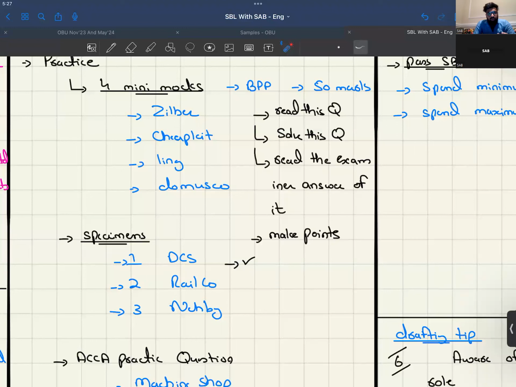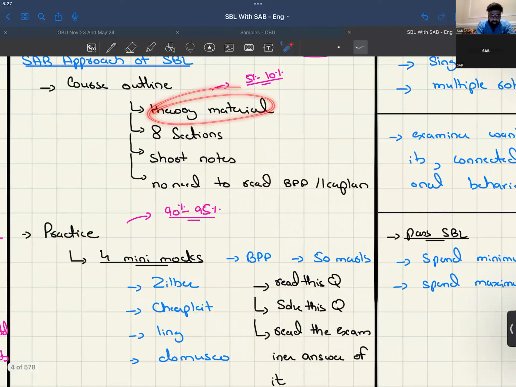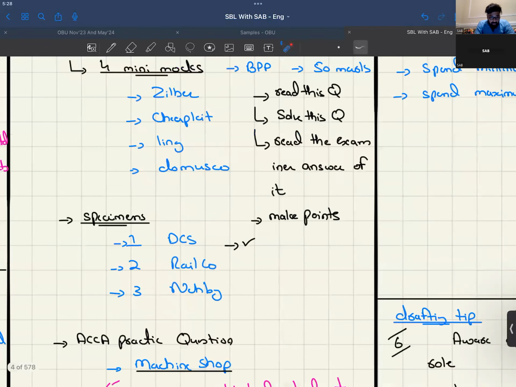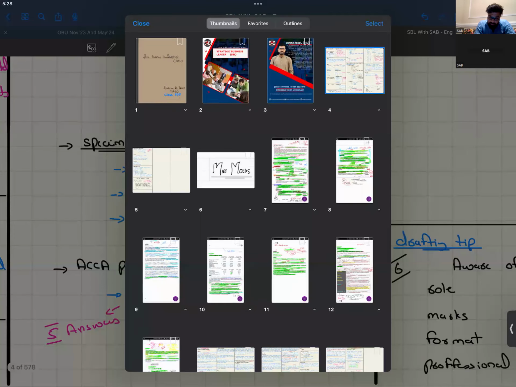Obviously, this is going to be a helper for us because we'll be covering theory as well as practice. I told you at the initial stage also that if you consider only theoretical matters and have done only theory, you'll get 5 to 10% marks. But if you have gone through the practice and done enough of it, it's going to be 90 to 95%. I hope you have understood that. So let's move on to the specimens.